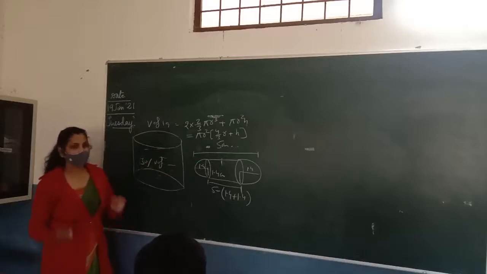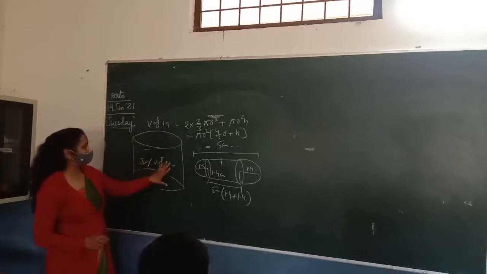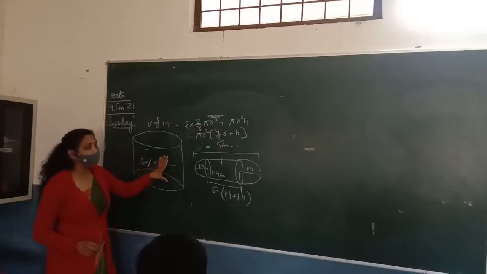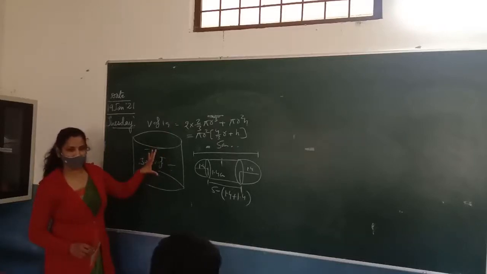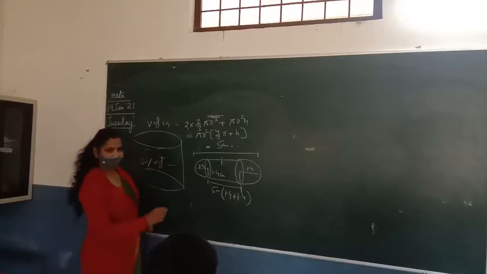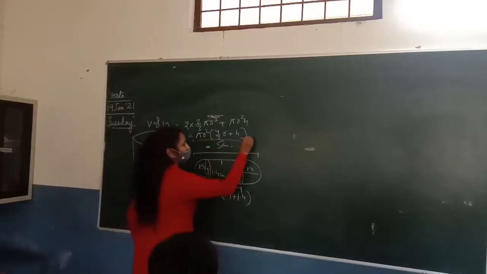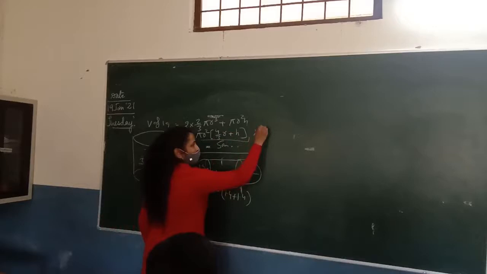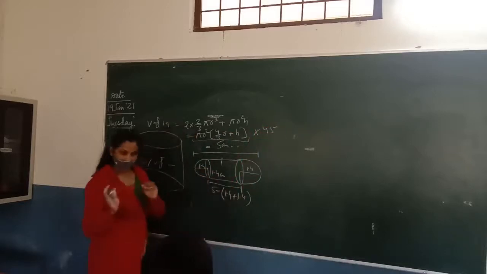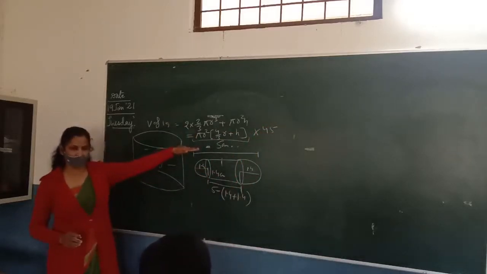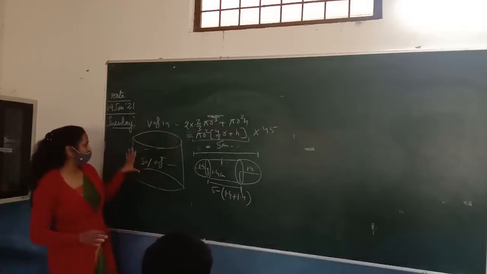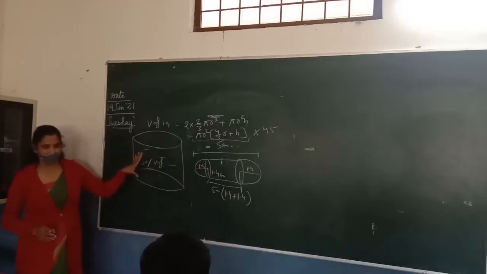Abhishek, if you have the volume of 1 gulab jamun and there are 45 gulab jamun, what will you do to find the volume of 45 gulab jamun? Into 45. So you will multiply this volume of 1 gulab jamun with 45, and then you can find the volume of 45 gulab jamun. And it is given that 30% of the sugar syrup is there in the beaker.